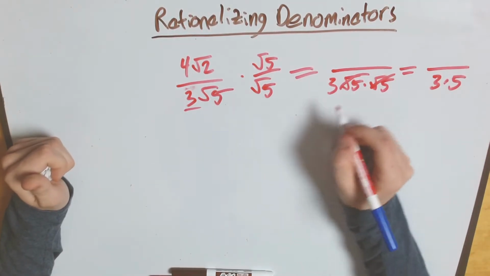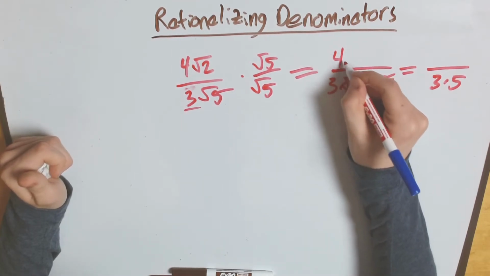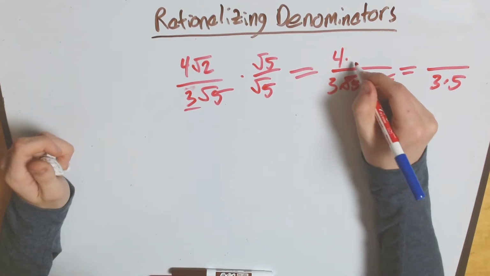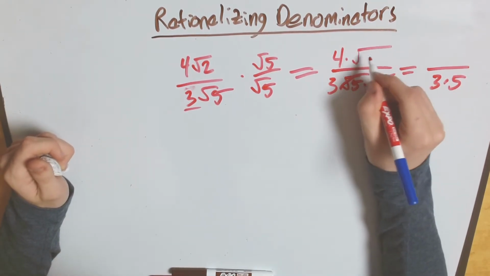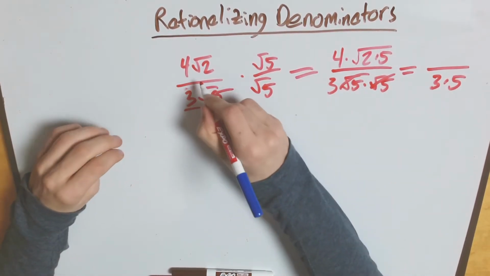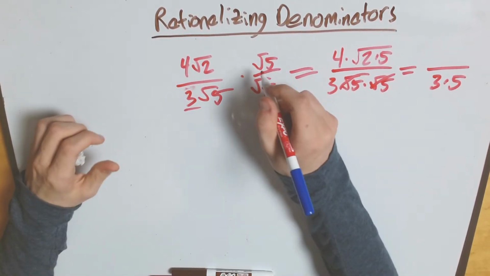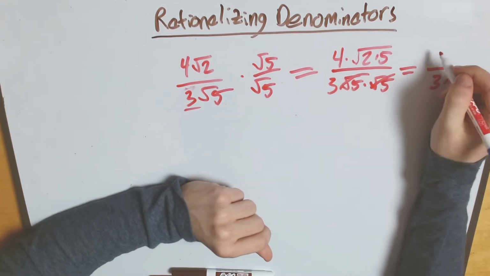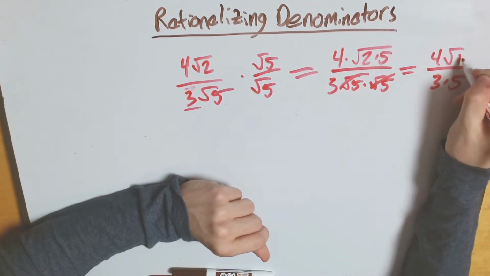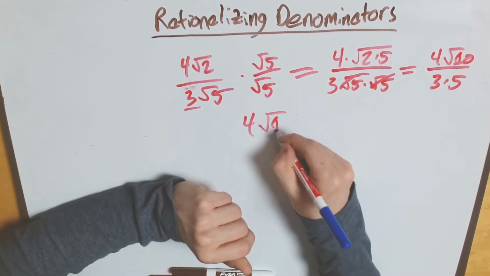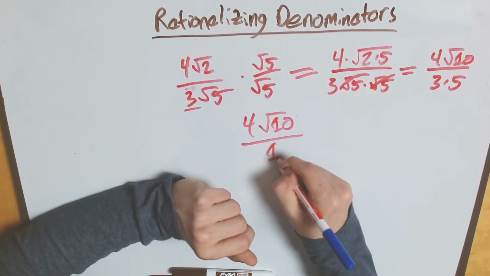Now, what happens in the numerator? Well, that's 4 times root 2 times root 5. So that's the same as 4 times square root of 2 times 5. Because remember, when we're multiplying two numbers with square roots, we're just going to multiply those two numbers within a single square root. That's 4 root 10. So we're going to write this finally: 4 root 10 over 15.